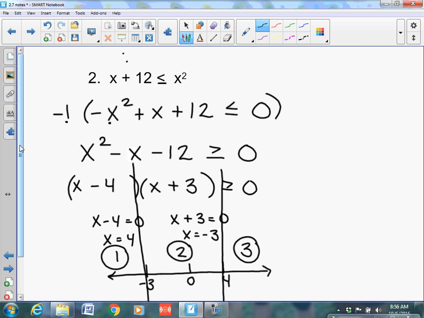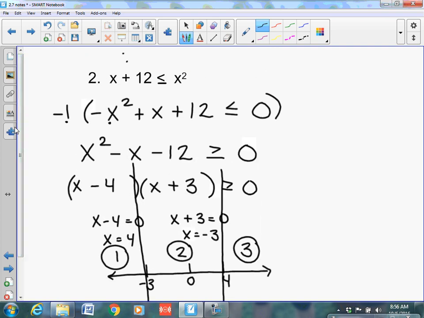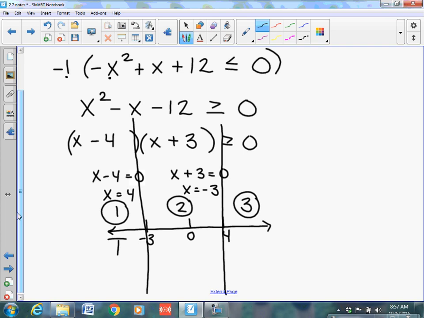It really doesn't matter. A negative 4 is a number to the left of a negative 3. A negative 4 plus 12 is a positive 8. Is 8 less than or equal to a negative 4 to the second power? A negative 4 to the second power is a negative 4 times a negative 4, which is a positive 16. Is 8 less than or equal to 16? Yes, this is true. I like just putting a big T instead of writing out true.